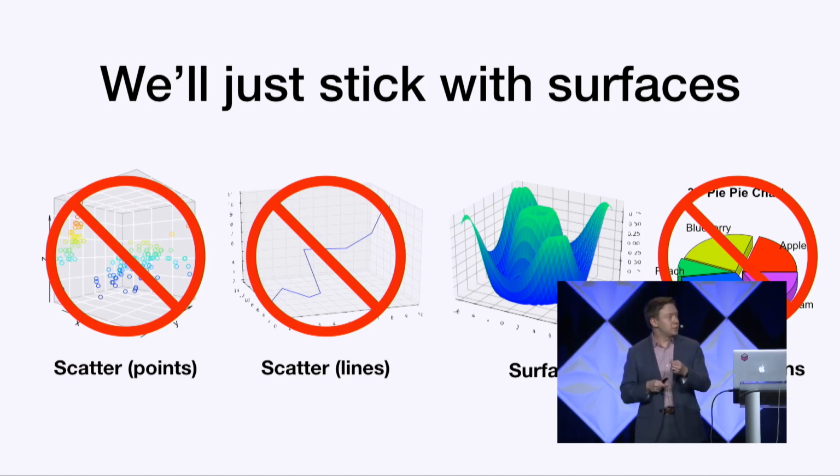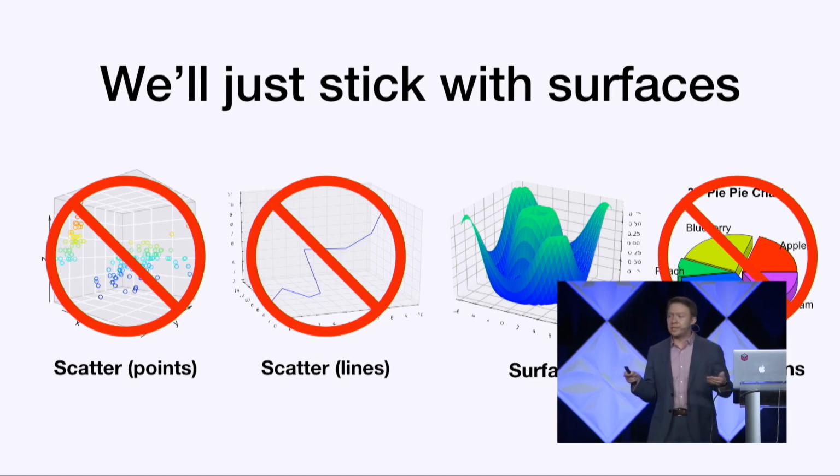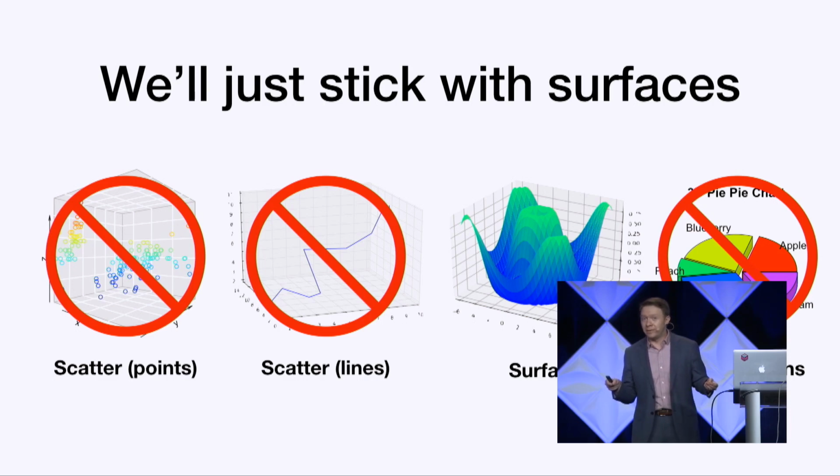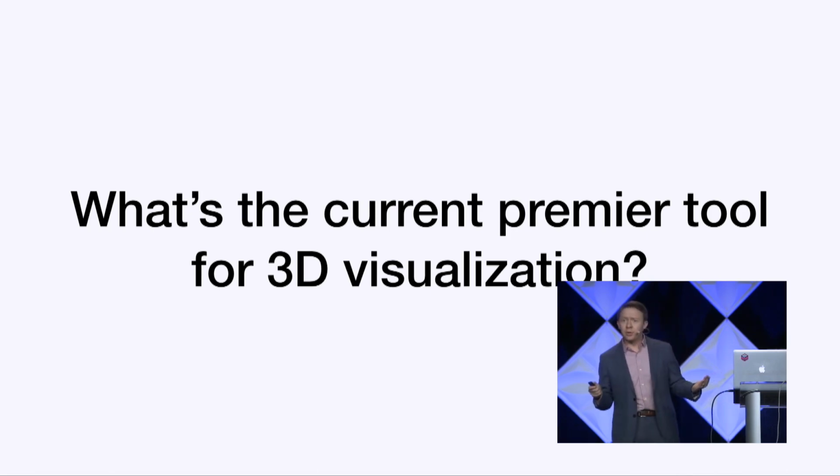Putting your 3D visualization in a box rarely improves it, and if a visualization requires the axes to be interpretable, it's likely not a good candidate for 3D in the first place. So we're going to focus on surface plots. What's our interface going to look like?